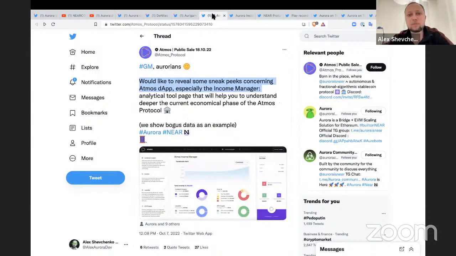Atmos protocol is moving forward with their development.